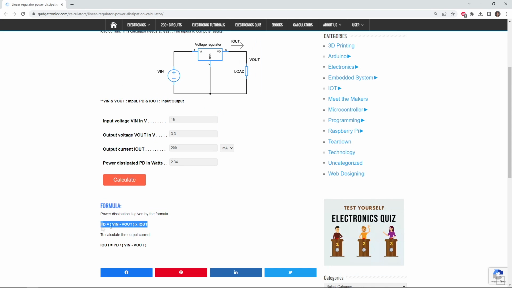The power dissipated in a linear regulator, regardless of LDO or not, is the input voltage minus the output voltage, times the output current. And this is something we really have to pay attention to.